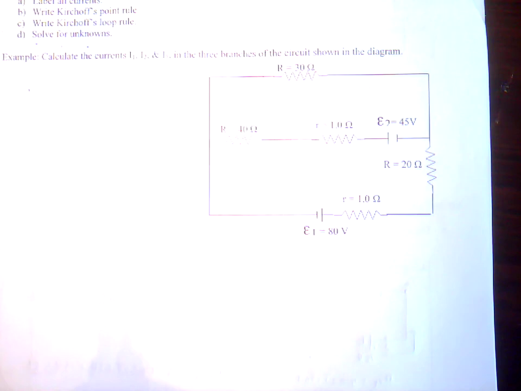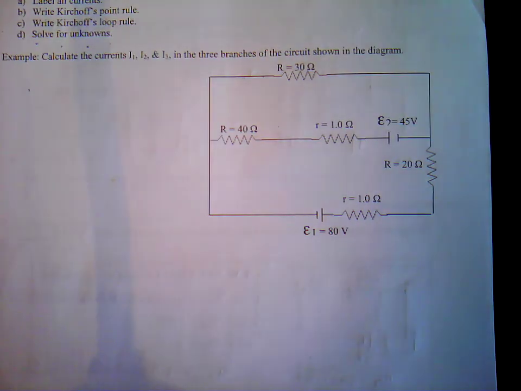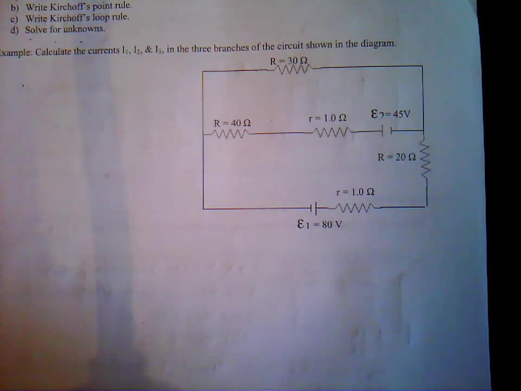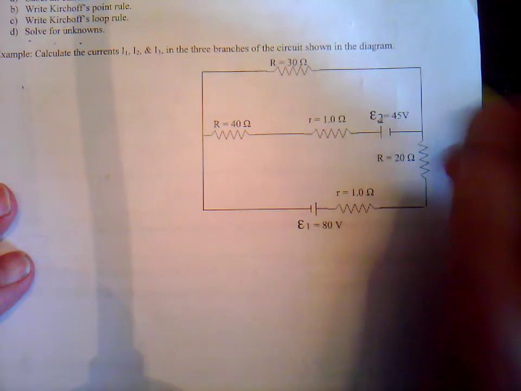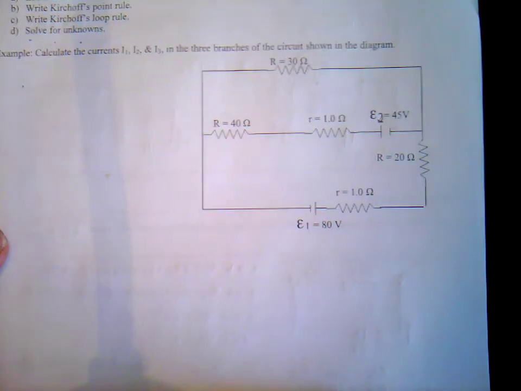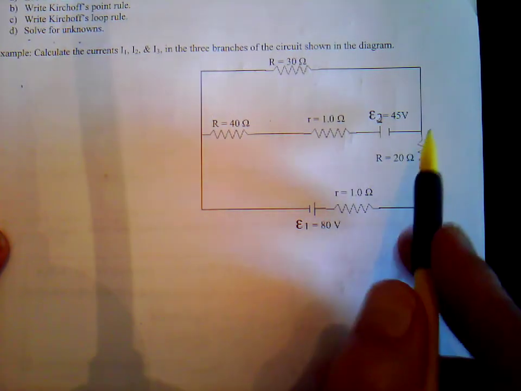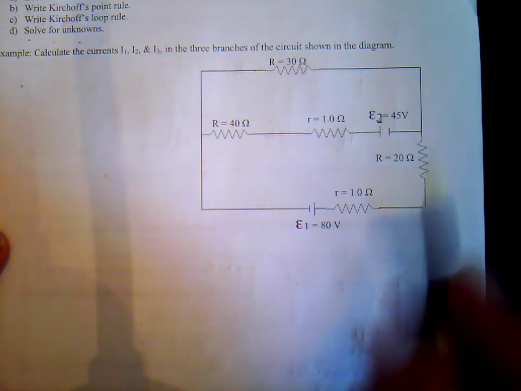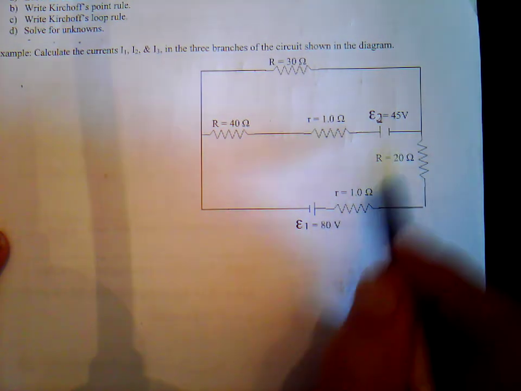Here we have a circuit. It looks like a circuit we have done before, but it's a little different. This is actually EMF 2. This is EMF 1, right? Notice we have multiple resistors in series and parallel, but notice this one we have 2 batteries.